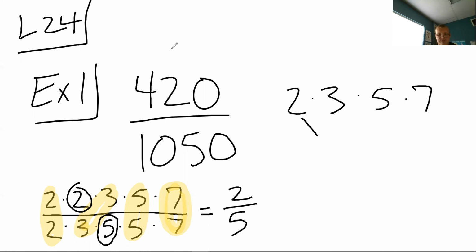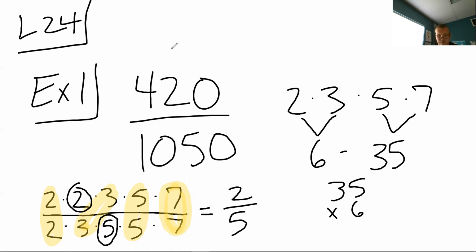So 2 times 3 is going to be 6. 5 times 7 is going to be 35. And then I'm going to multiply 6 times 35. So 6 times 5 is going to be 30. 6 times 3 is 18, plus 3 is going to be 21. So I have 210. 210 would be my greatest common factor.